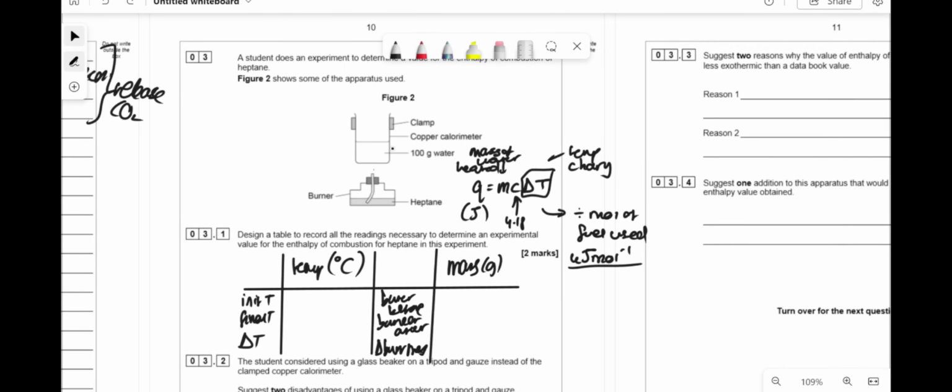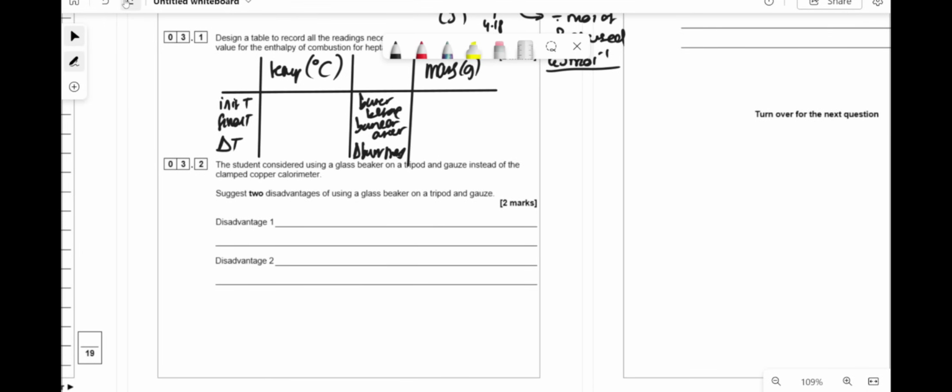If we use glass, it's a pretty bad conductor of heat. So we're just going to lose a lot of the heat energy to the surroundings of the glass itself rather than getting into the water. This only works provided that all of the heat energy that was released from here goes here. So first of all, it's that glass is a worse heat conductor than copper.